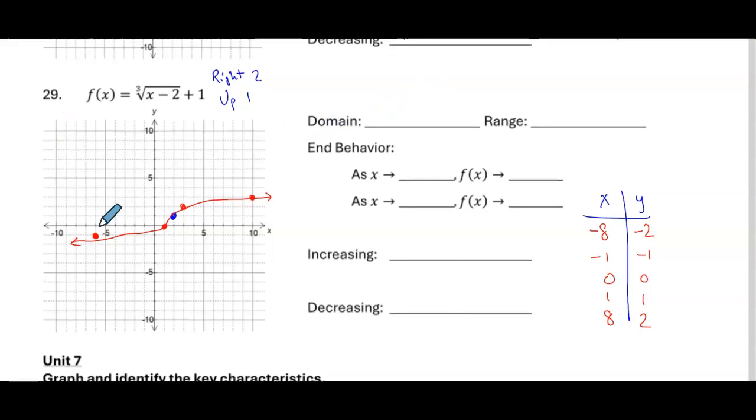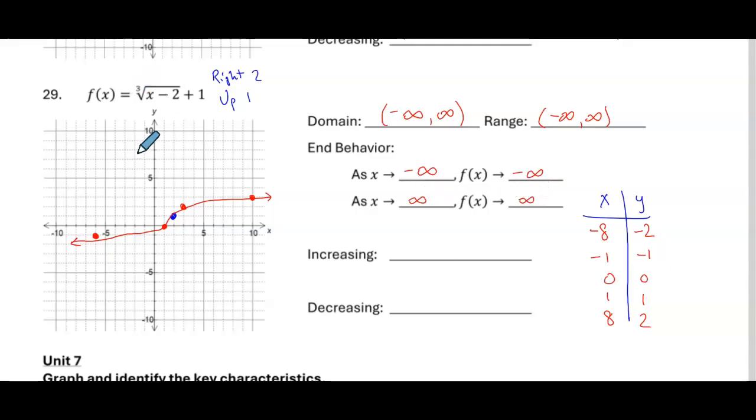So domain here has arrows at both ends. Hopefully your graph hit more of the dots than mine did, by the way. Negative infinity to infinity. Range also negative infinity to infinity. There's no boundaries on a cube graph, it just keeps on going. So as x goes to the left, f of x goes down. As x goes to the right, f of x goes up.